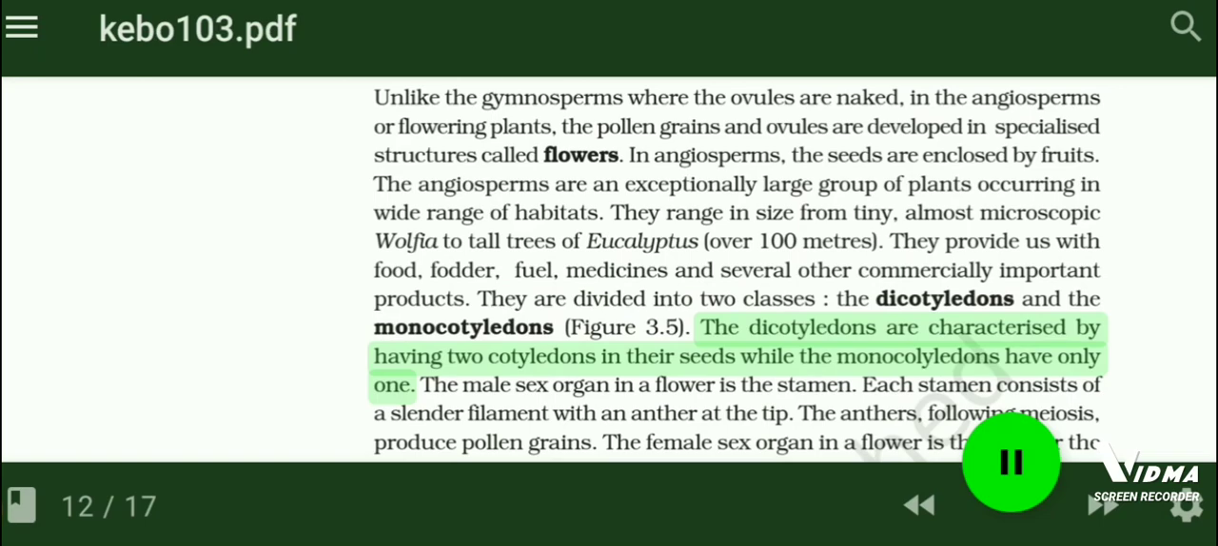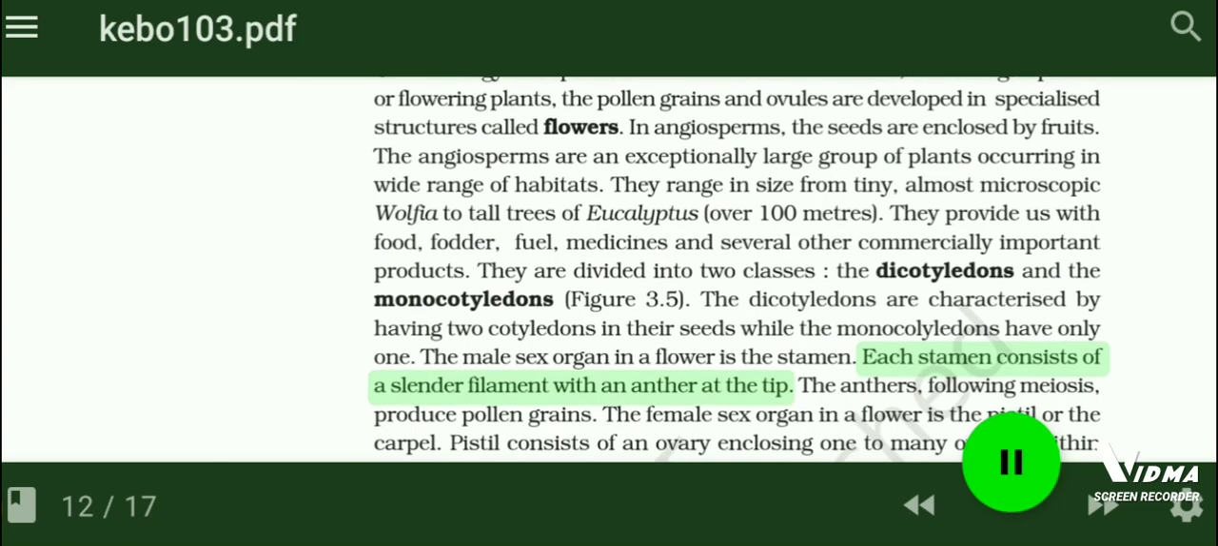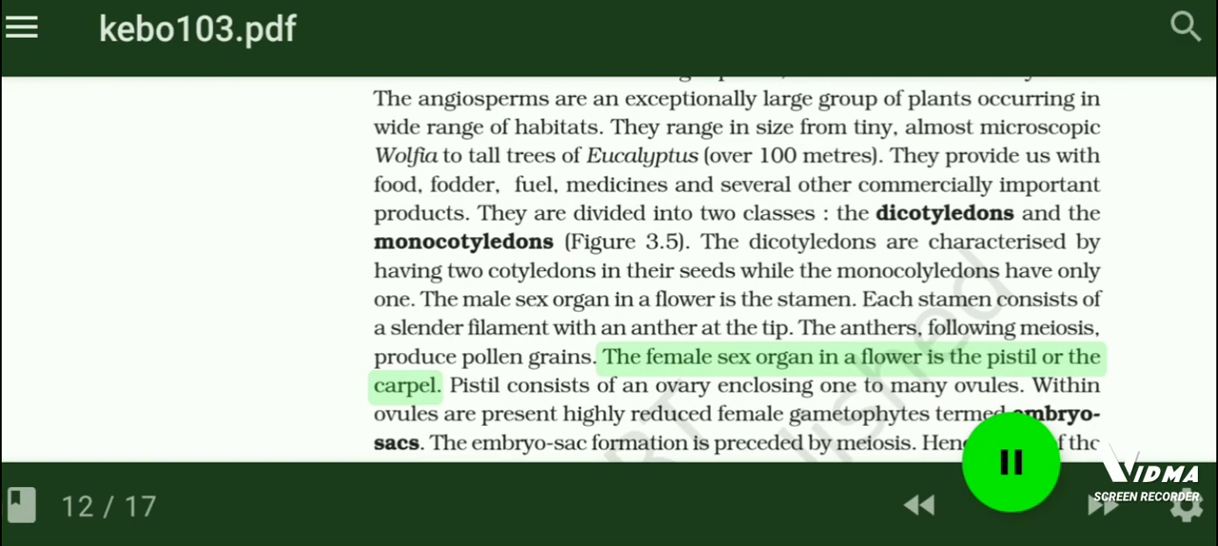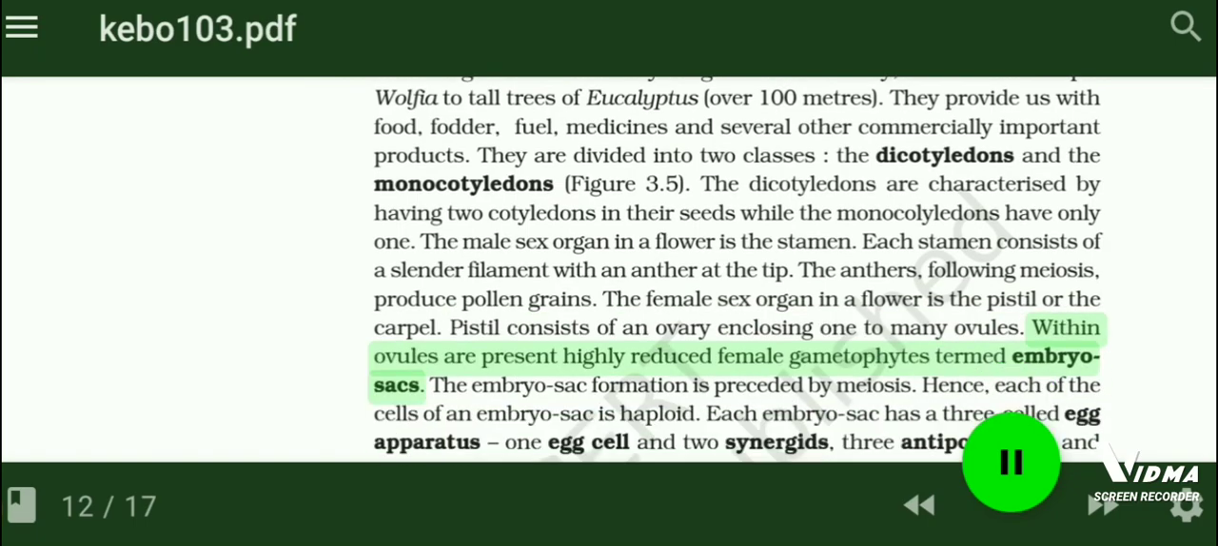They range in size from tiny, almost microscopic Wolffia to tall trees of Eucalyptus over 100 meters. They provide us with food, fodder, fuel, medicines and several other commercially important products. They are divided into 2 classes, the dicotyledons and the monocotyledons, figure 3.5. The dicotyledons are characterized by having 2 cotyledons in their seeds while the monocotyledons have only 1.